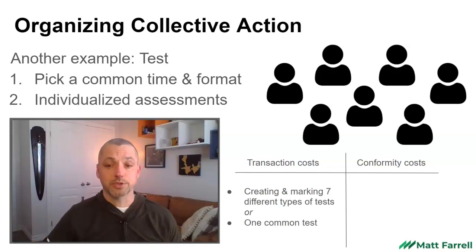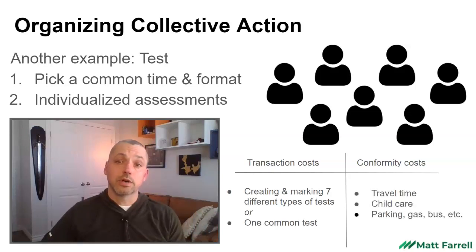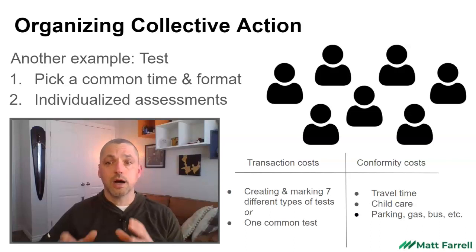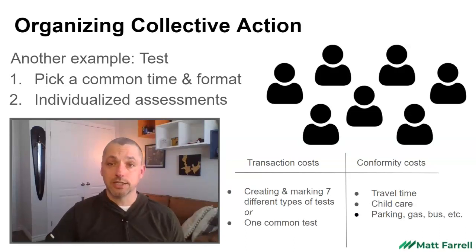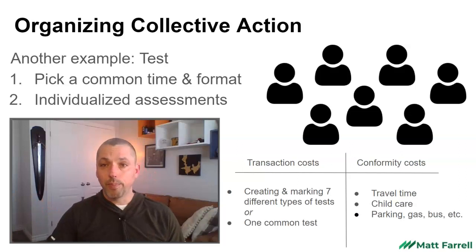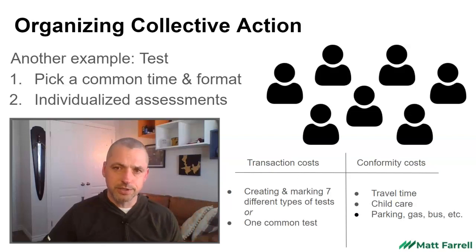So let's say I go with that option. I pick the lowest transaction cost. I'm going to have one test date for our final test, specific time at the school. That's it. No alternatives. That's going to incur a conformity cost. Conformity cost on the 7 different members of my group. They will incur a cost of travel time, traveling to campus. It might also incur a cost of having to pay for childcare. What about parking, gas? Maybe they have to take the bus. All of those things are costs that are now incurred on the group. So we can see the trade-off there. I'm reducing the transaction costs, but I'm increasing the conformity cost.